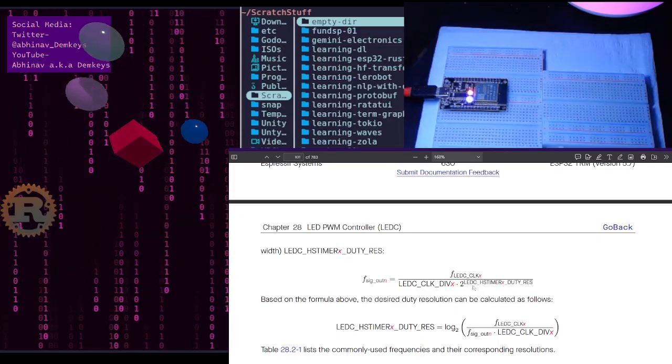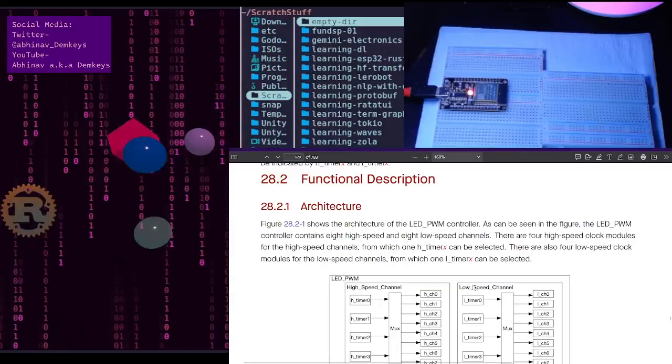Okay, all right. Yeah, let's just read this.